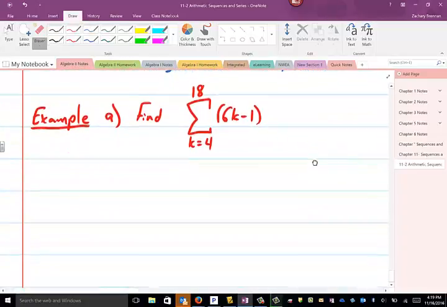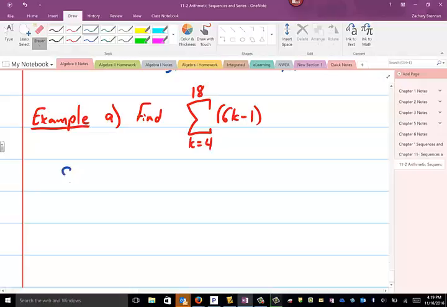Okay, we need a formula. We're doing a sum, so that's S sub n equals n times a sub 1 plus a sub n over 2. Okay, finding the terms is relatively easy. A sub 1, that's a starting point. That's where you're going to use your 4. Take your 4 and plug it in here.